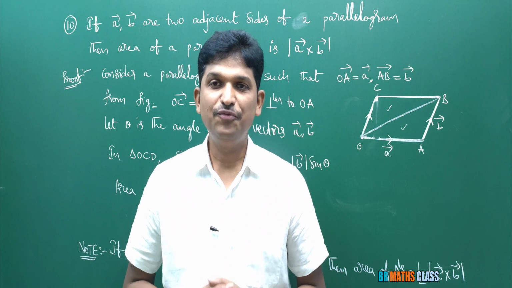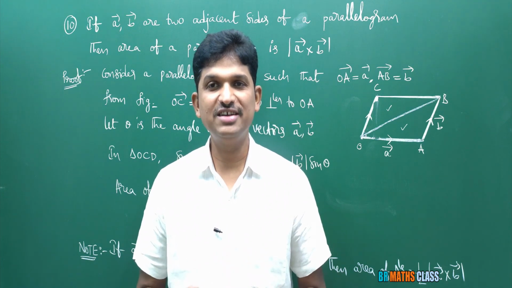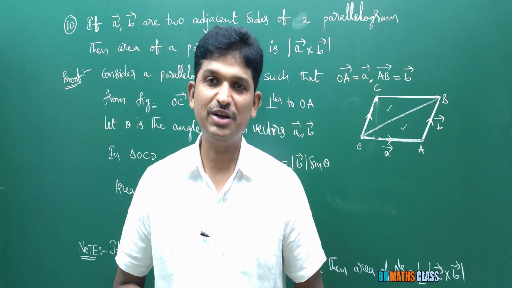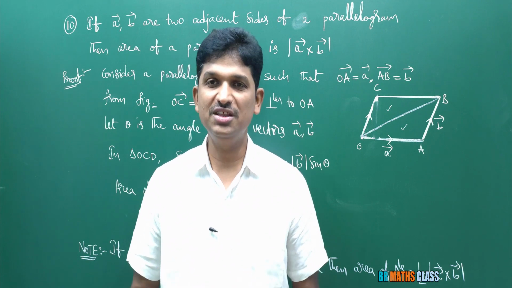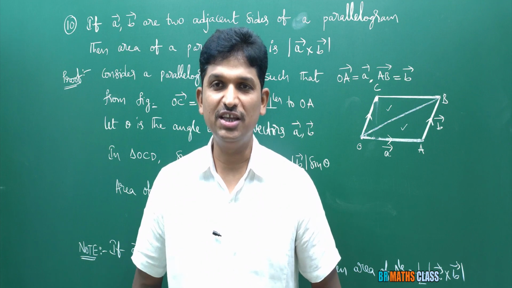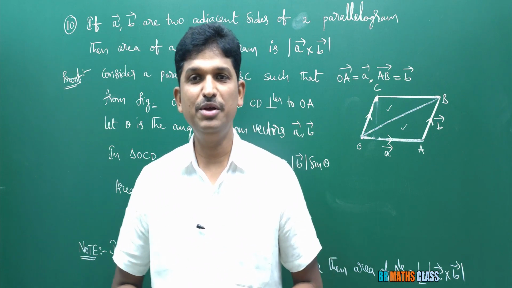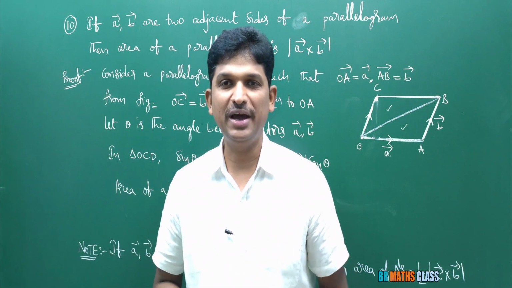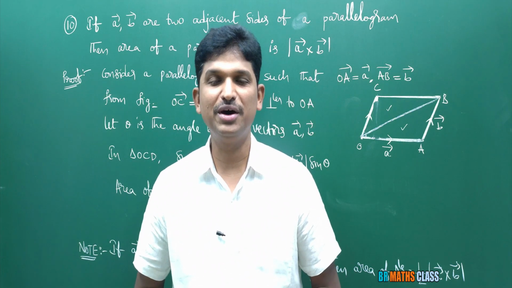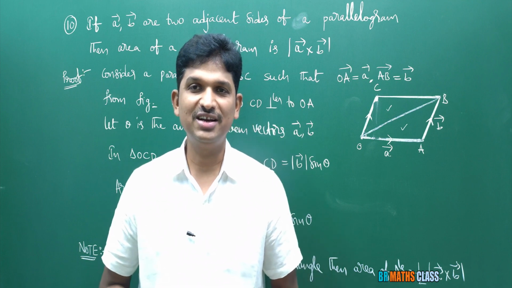And the last point: if A bar, B bar are the adjacent sides of a parallelogram, then the area of that parallelogram is magnitude of A bar cross B bar. By using this formula only, we can say the area of a triangle also. If A bar, B bar are any two sides of a triangle, then the area of the triangle is half into magnitude of A bar cross B bar. I hope you understand this class.